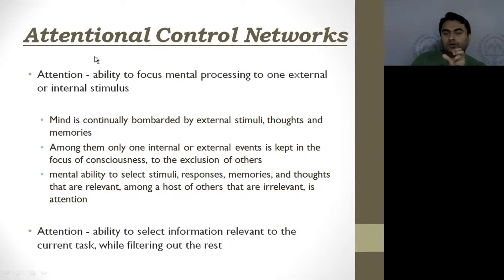Other than those three main networks which we discussed, we'll talk about an attentional control network. Attention is an ability to focus mental processing on one external or internal stimulus. Like I said before, the mind is continuously bombarded by stimuli, and among them, only one is kept in the focus of consciousness to the exclusion of others. The mental ability to select a particular stimulus or response that is relevant among a host of others which are irrelevant is attention. In other words, it is the ability to select information relevant to the current task and filter out the rest.